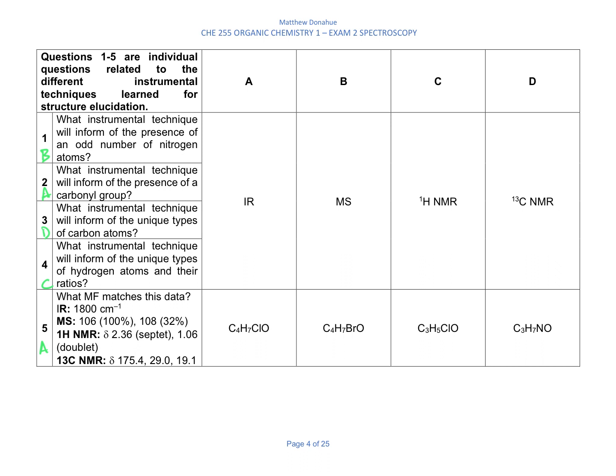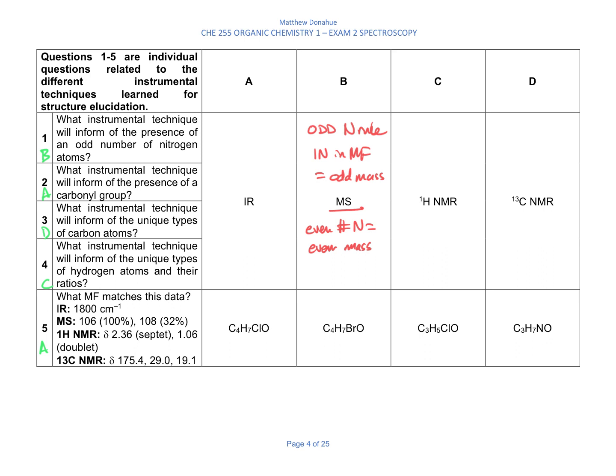What instrumental technique will inform of the presence of an odd number of nitrogen atoms? That is mass spec. So the odd N rule. So if there's one nitrogen atom in the molecular formula, that's going to give you an odd mass. So if you have an even number of nitrogens, that's going to give you an even mass. But typically, we're looking for that odd mass to inform us of an odd number of nitrogens.